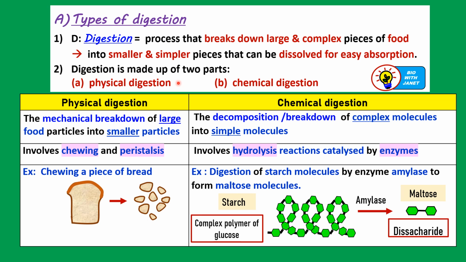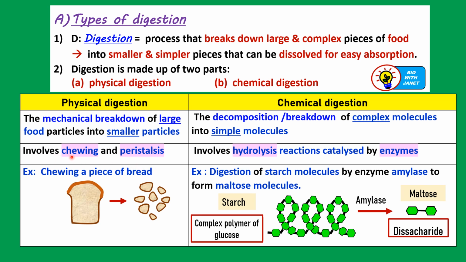So digestion is made up of two parts: physical digestion and chemical digestion, the two types of digestion. Now, physical digestion is the mechanical breakdown of large food particles into smaller particles. We use our teeth to chew on the food, right? So, physical digestion involves chewing in order to break down the food into smaller pieces. And then there's peristalsis, whereby there's contraction and relaxation of the muscles in the wall of the esophagus and other parts of the digestive system.